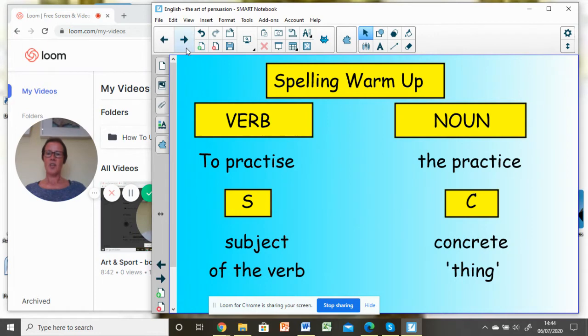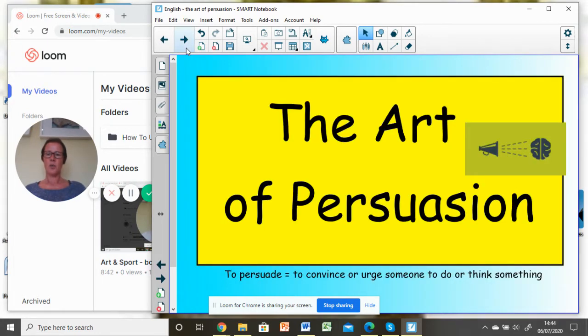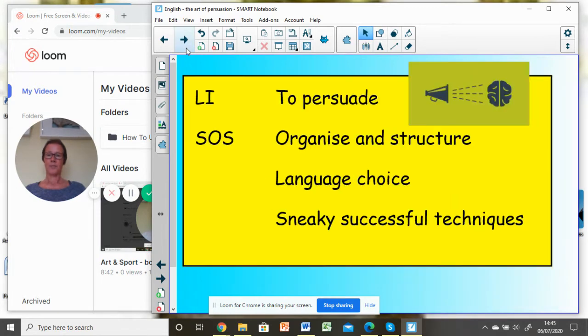Okay, for our writing task today, I thought we could look at your skills in persuasion and develop the art of persuasion. Do you remember that persuade means to convince or urge someone to do or think something? And it does take a bit of skill. When you're going to persuade, you need to organize and structure your thoughts or your text or your writing. You need to make some good choices about language. And there are some sneaky, successful techniques that you can use to help you. And I'd like to share those with you.